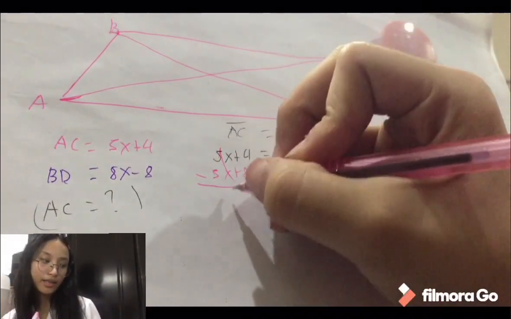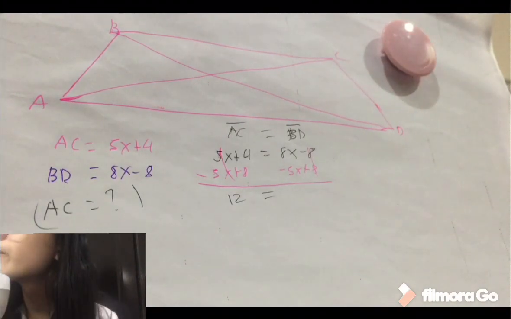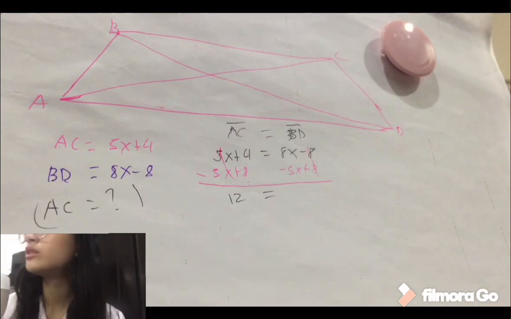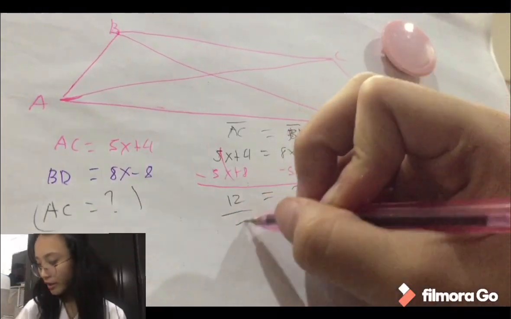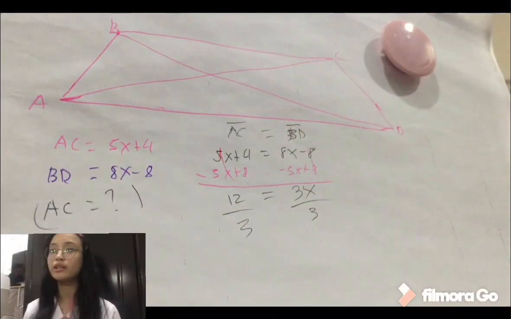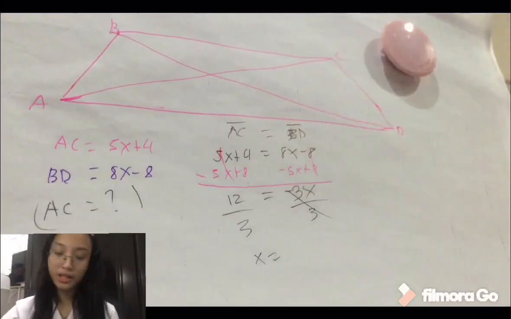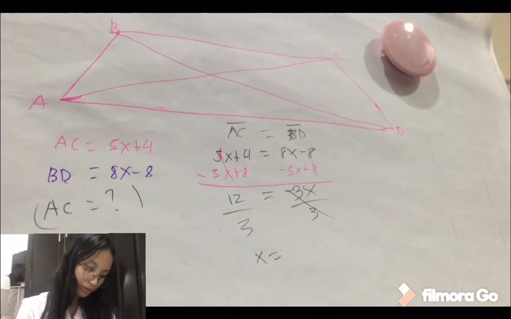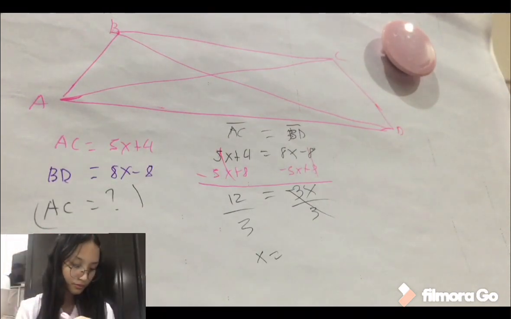On the right side, 8x minus 5x is 3x. So let us divide by 3. 12 divided by 3, you can get a calculator to divide it. 12 divided by 3 is equal to 4. So x equals 4.